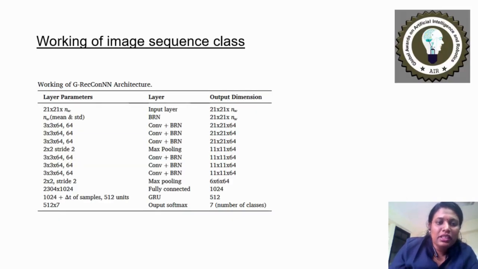Then the next, this is the working sequence. First, our output is 21 x 21 x 21 x NW size, and at the end we are getting 7 classes. That is, we are considering 6 diseases and 1 healthy class of images. This is our flow of data through our architecture.